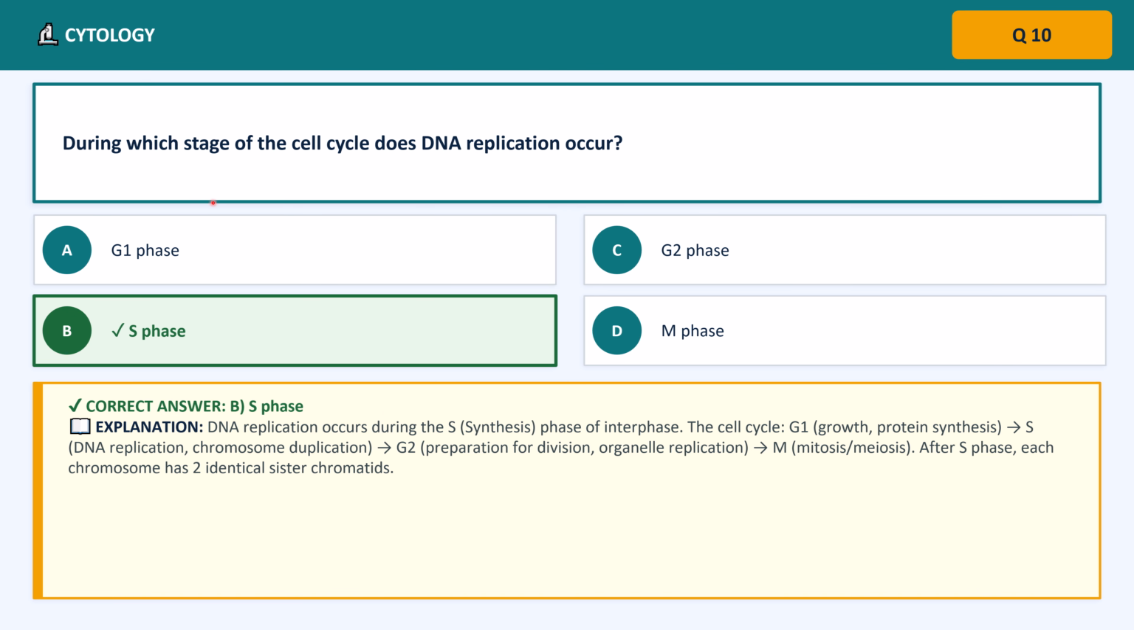Question 10. During which stage of the cell cycle does DNA replication occur? It's option B, synthesis phase, S phase. Explanation: DNA replication occurs during the S, synthesis, phase of interphase. The cell cycle: G1, growth, protein synthesis; S, synthesis, DNA replication, chromosome duplication; G2, preparation for division, organelle replication; M, mitosis, meiosis. After S phase, each chromosome has 2 identical sister chromatids.